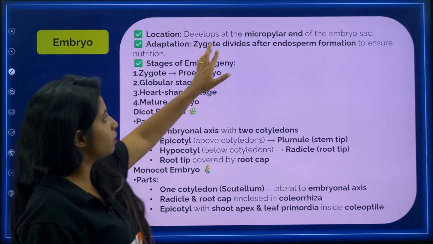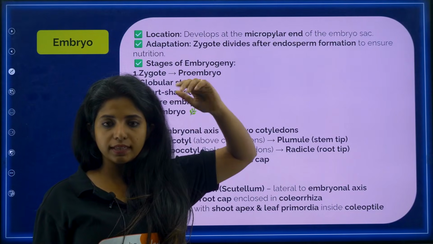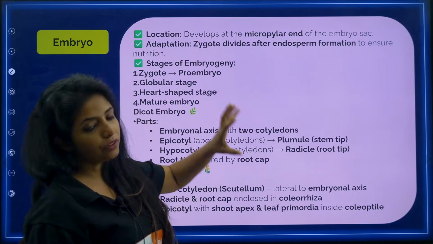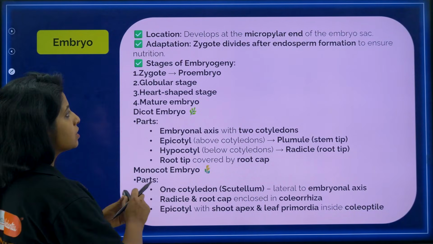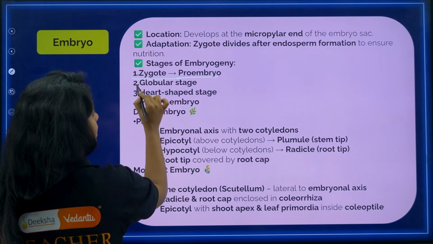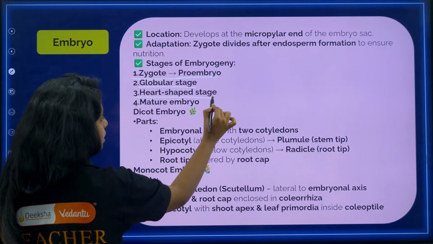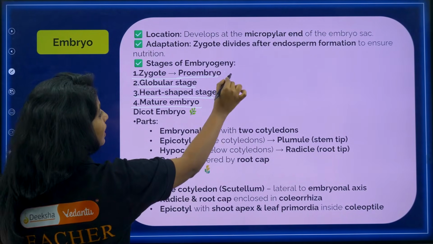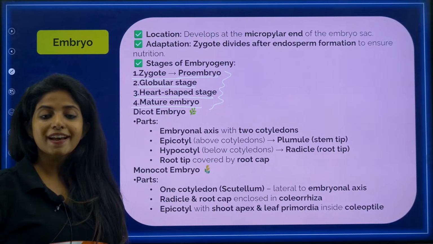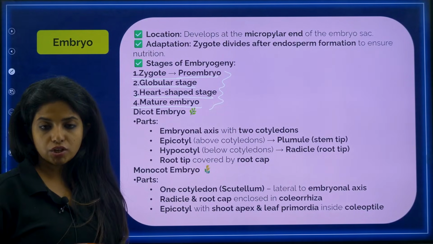So the location develops at the micropylar end because the egg was there. Adaptation is that the zygote divides after endosperm formation to ensure nutrition. In the embryogeny stage, the zygote will transform into a pro-embryo, then to the globular stage, then to the heart-shaped stage, then to the mature embryo. These steps you have to remember: zygote to pro-embryo, then globular stage, then heart-shaped stage, then mature stage.